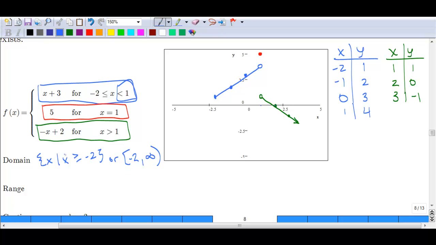Range in this case is a bit trickier. We've got this point up here for 5. We've got this range here where we've got our y values going from 1 to 4. And then we've got this green here, so that again starts at 1 and goes down to infinity because this arrow here can continue on because we're greater than 1. So in this case, y is kind of funny in that it is y is equal to 5 and y is less than 4, but not equal to.